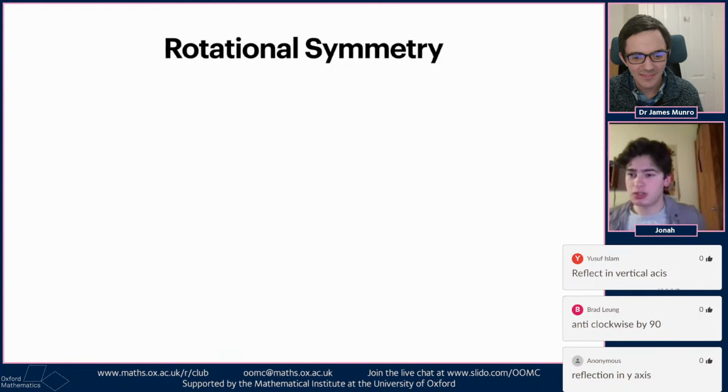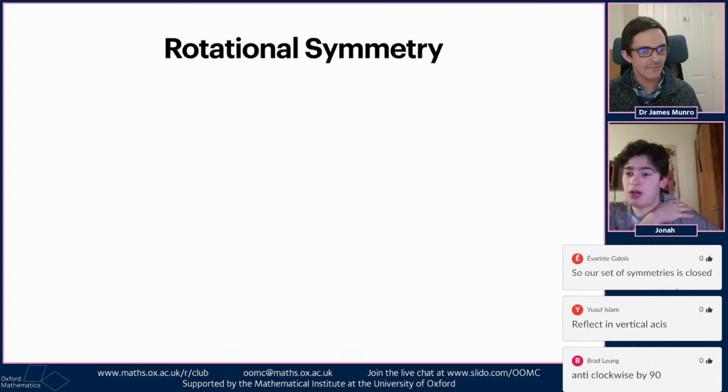We're going to move on to a slightly different section of the stuff we've been talking about. We talked about rotational symmetry before. We talked about the square. We can rotate it by 90 degrees or 180 degrees or whatever. But perhaps if we adjusted our square slightly and made it slightly irregular, we wouldn't be able to do this anymore. And this is something we're going to talk about now.